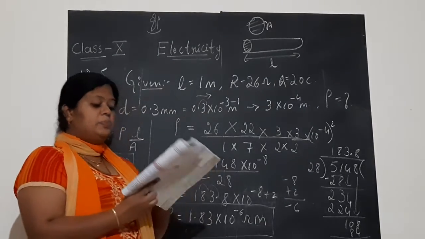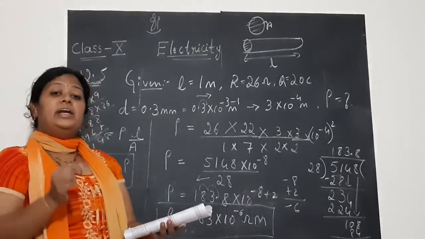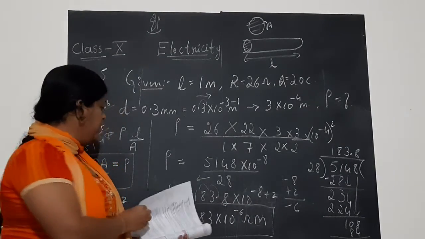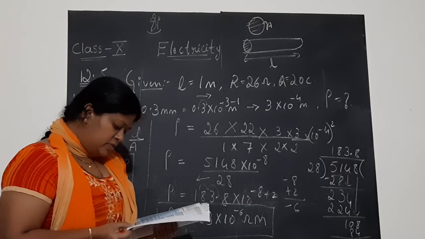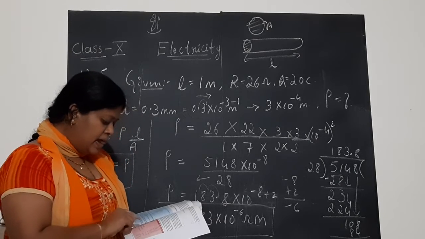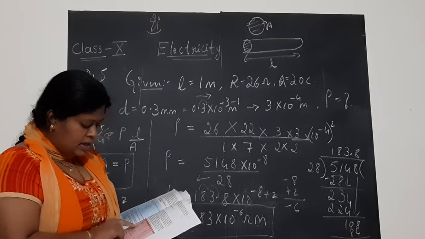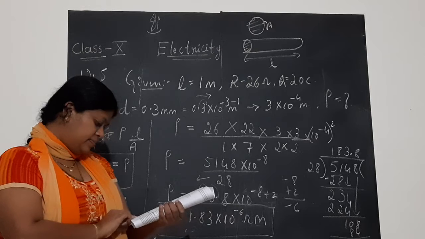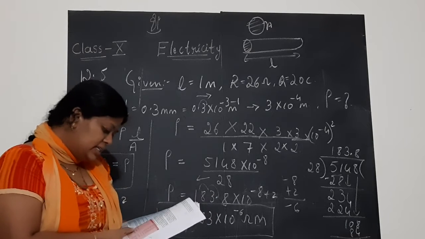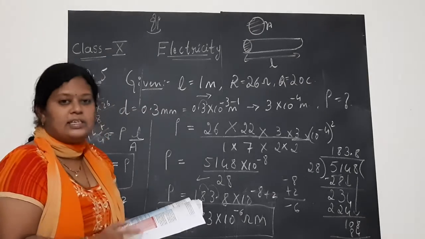Now, the last part is looking at the table given on the previous page. Predict which material this is. We got resistivity 1.83. Here if you observe in the table, under conductors, you have manganese. Yes, manganese has resistivity 1.84 into 10 to the power minus 6, children.